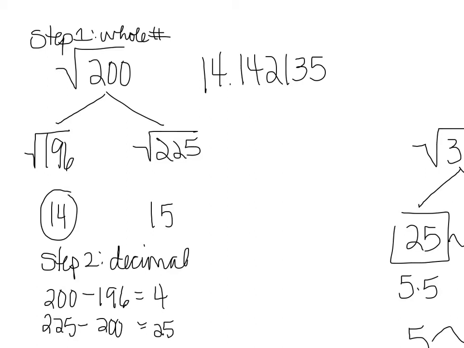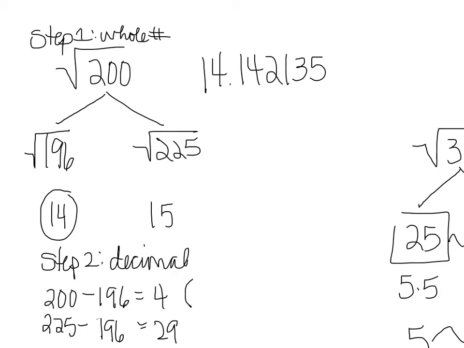Oops, nope, that's not right. We have to do the bottom number, because we have to find the total spread of our numbers. So what we did was we found out how far away 200 was from 196. How far away is it? 4. We need to figure out the total spread. So can I just go 225 minus 196? Yep. What do you get? 29.